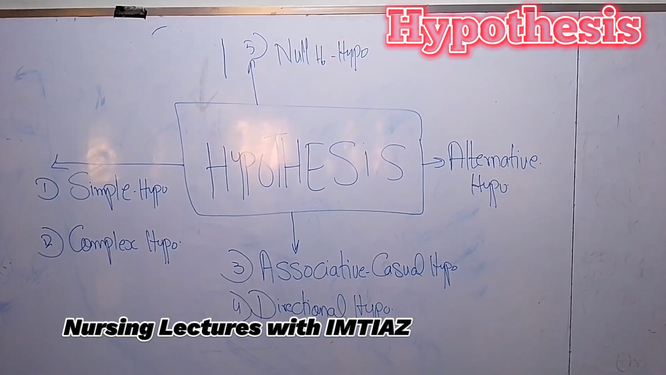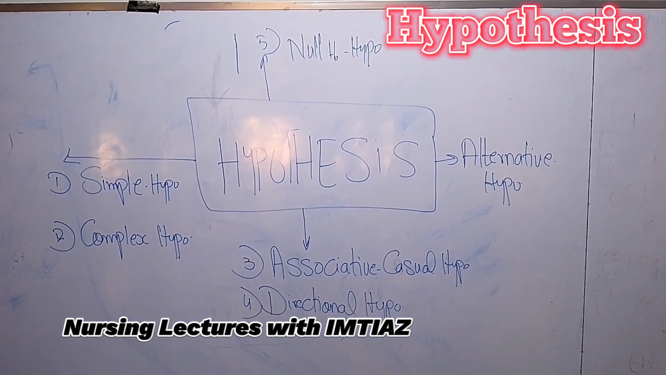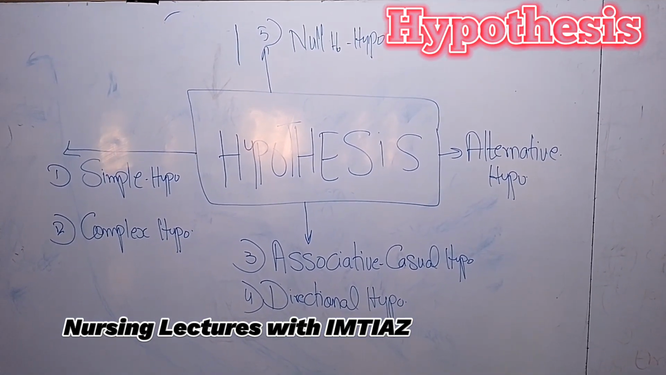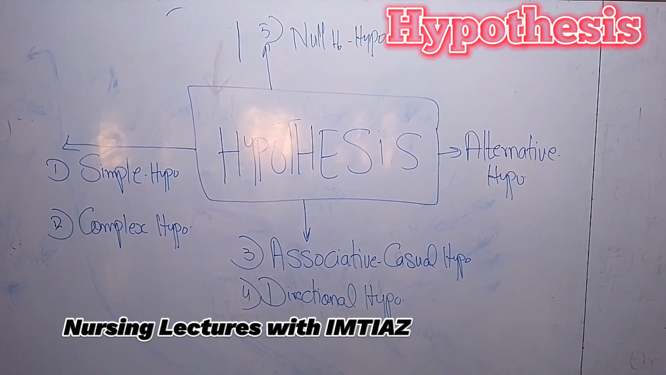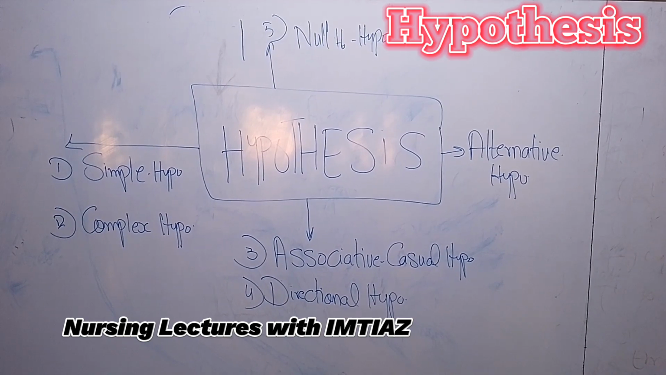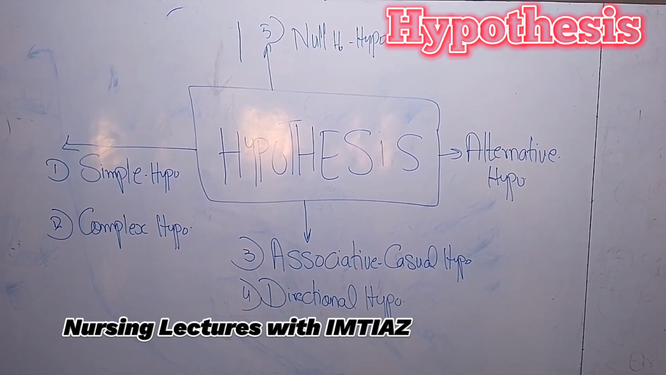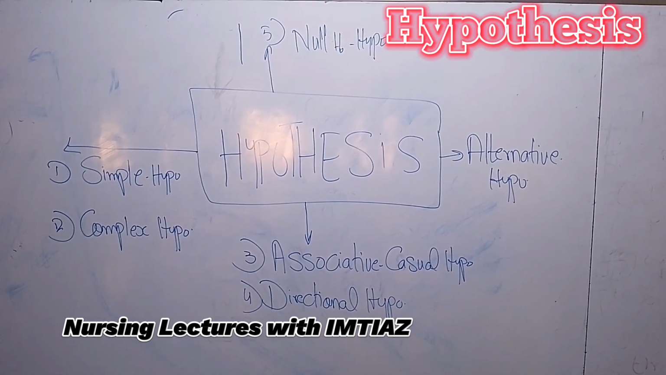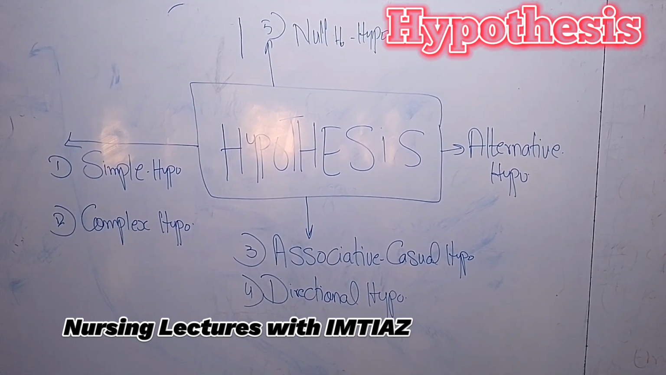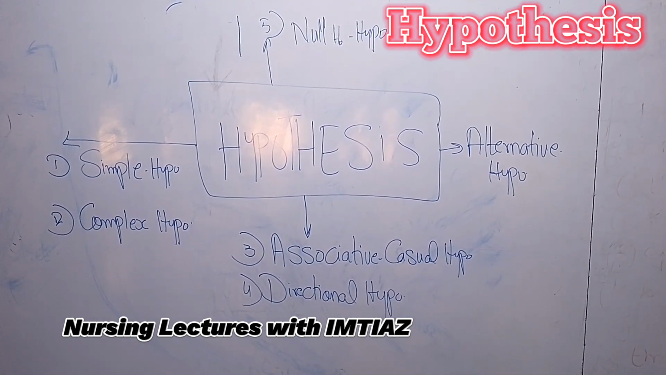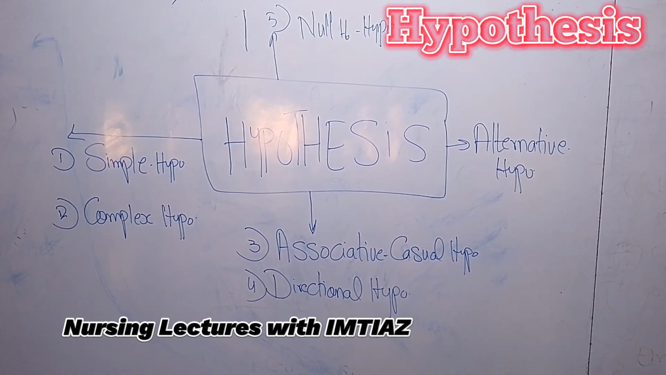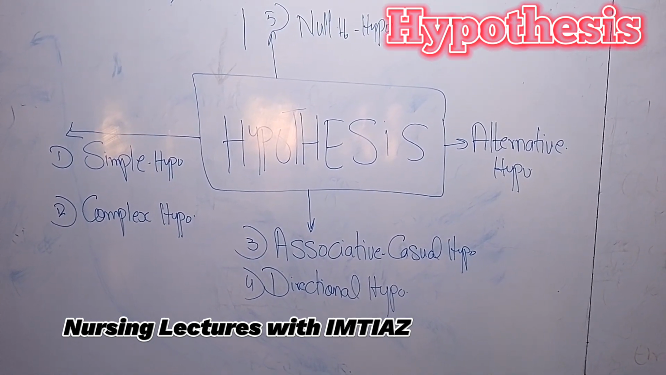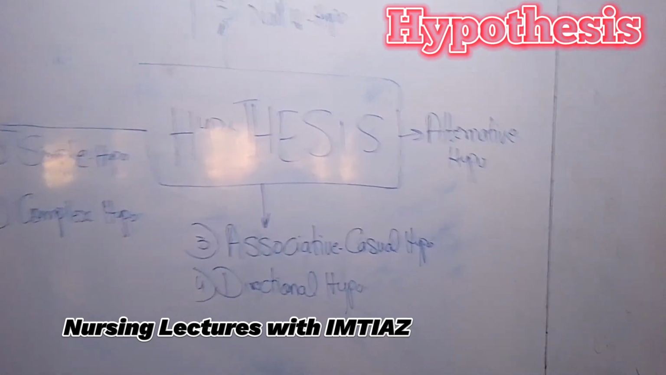Now, H1 or research hypothesis. It is also known as the alternative hypothesis. It states the existence of a relationship between two or more variables. For example, there is a relationship between smoking and the incidence of lung cancer. A research hypothesis could be simple, complex, directional, non-directional, associative, or causal. However, it is commonly recommended to use a directional research hypothesis in research.